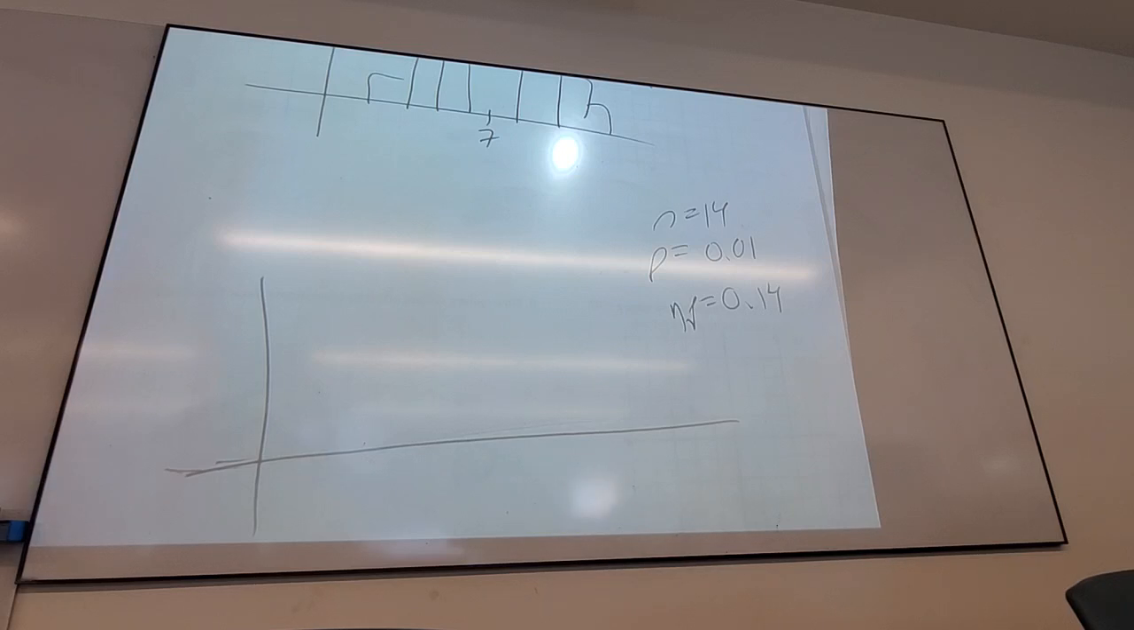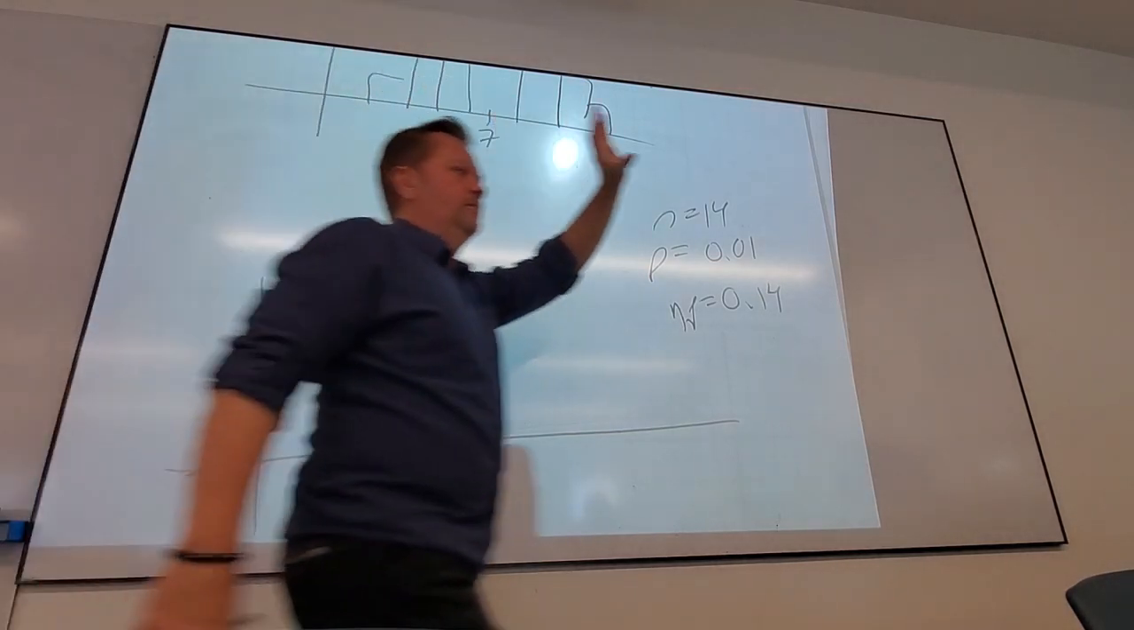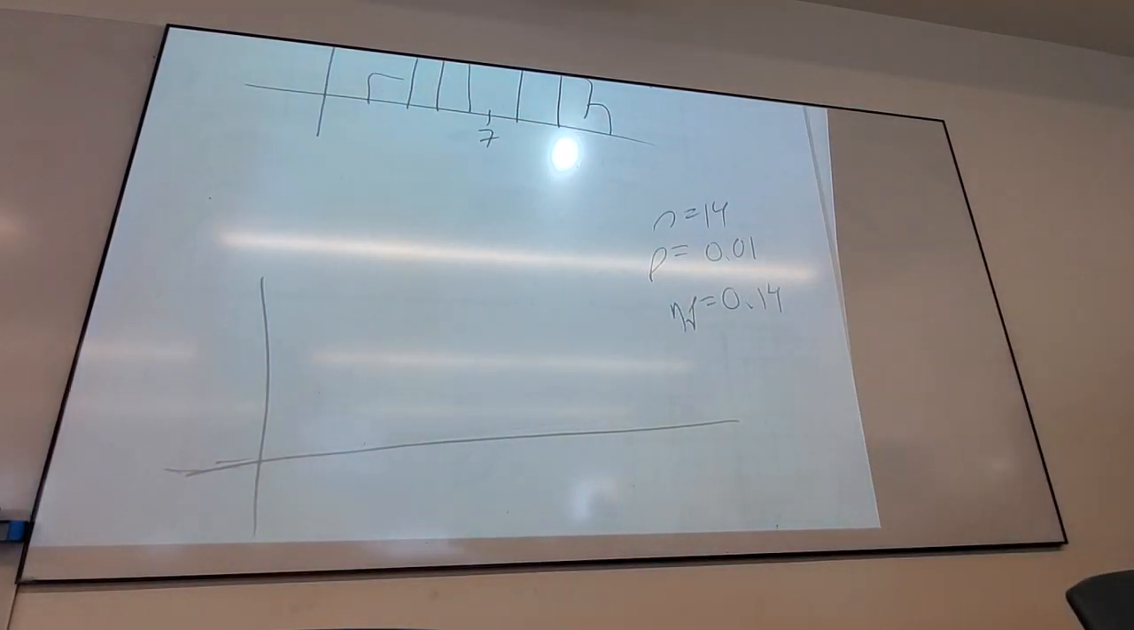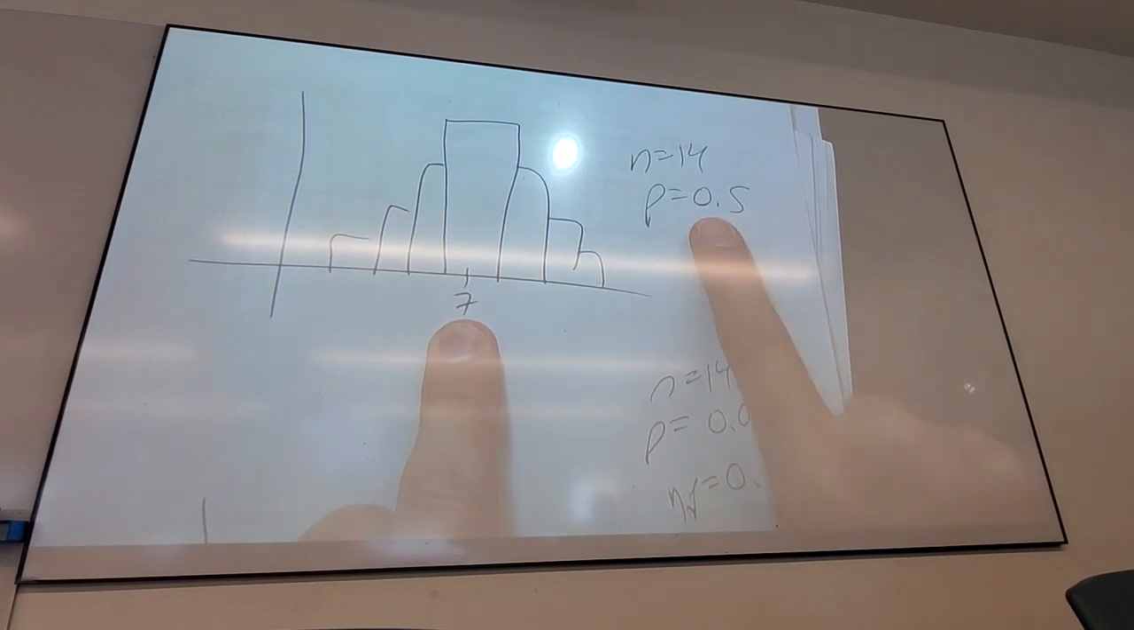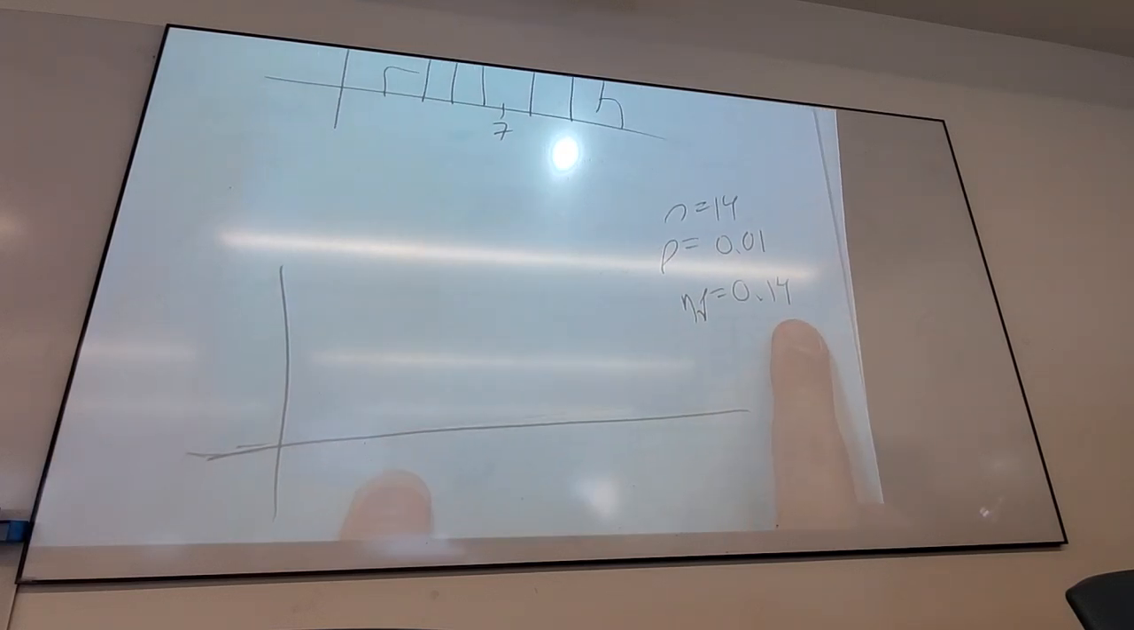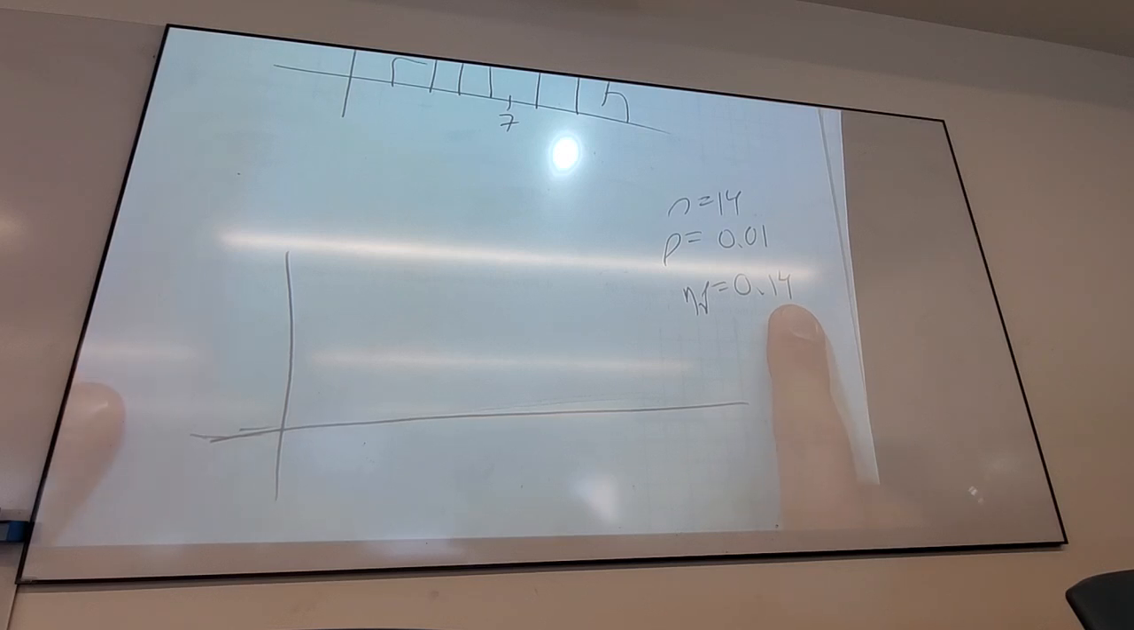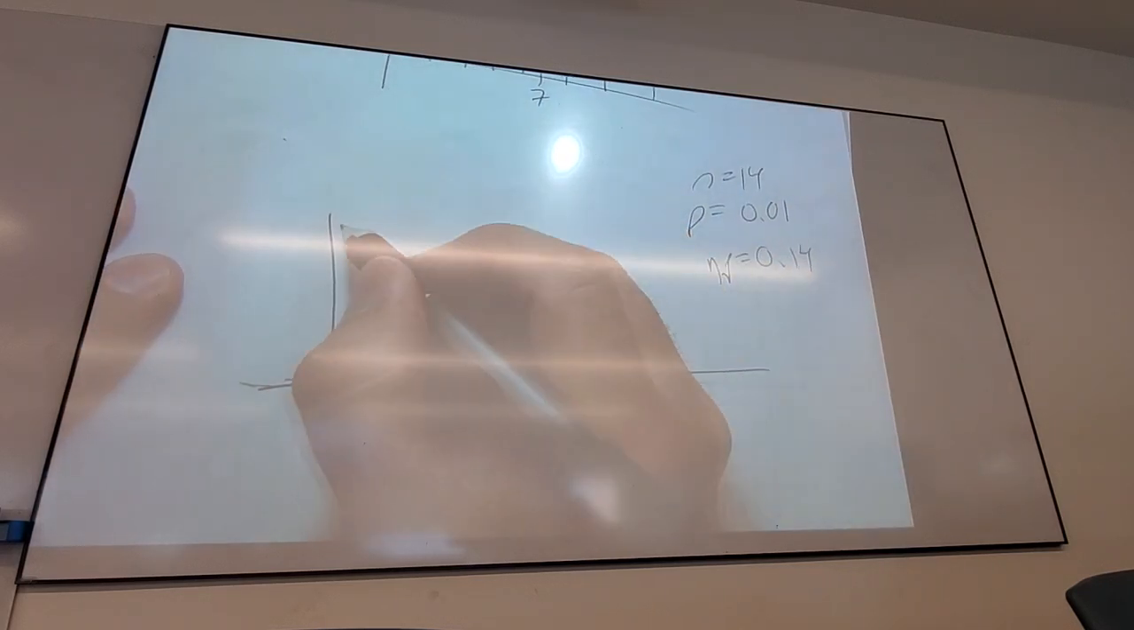Where should the highest bar be now if I'm going to graph this again? Why was the highest bar in the first one on 7? Because that was the expected value, correct? That's the expected number of heads. So what's our expected number of heads now? 0.14. So where should the highest bar be close to now? 0. Yeah? So now it's going to start like this.